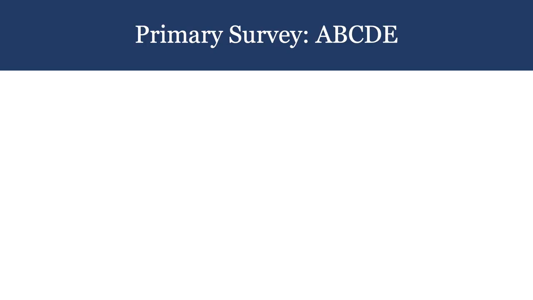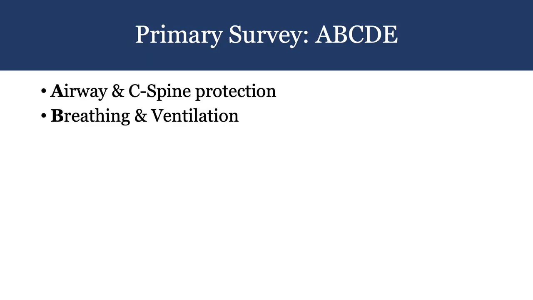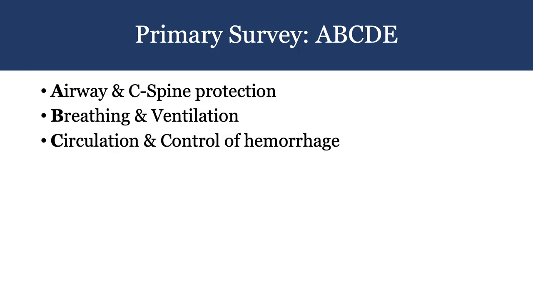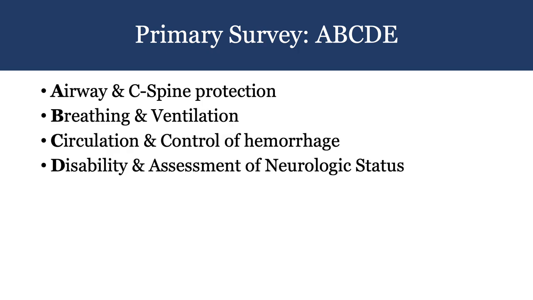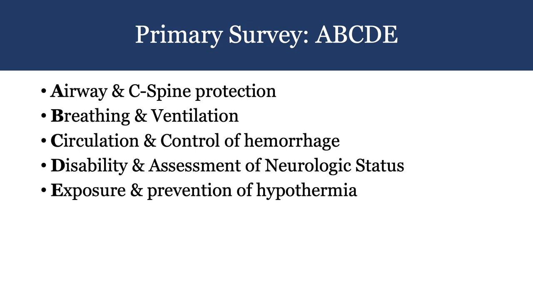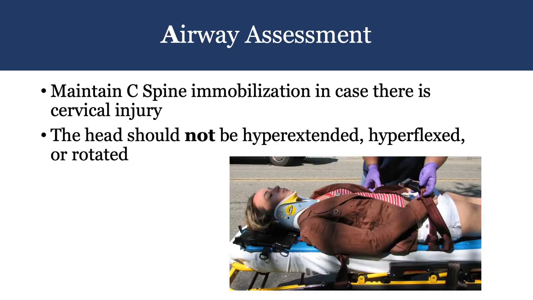In the primary survey, like I've said, we pay attention to the ABCDEs, where A is airway and cervical spine protection, B is breathing and ventilation, C is circulation and control of hemorrhage, D is disability and essentially assessment of the neurological status of the patient, and E is exposure without causing hypothermia.